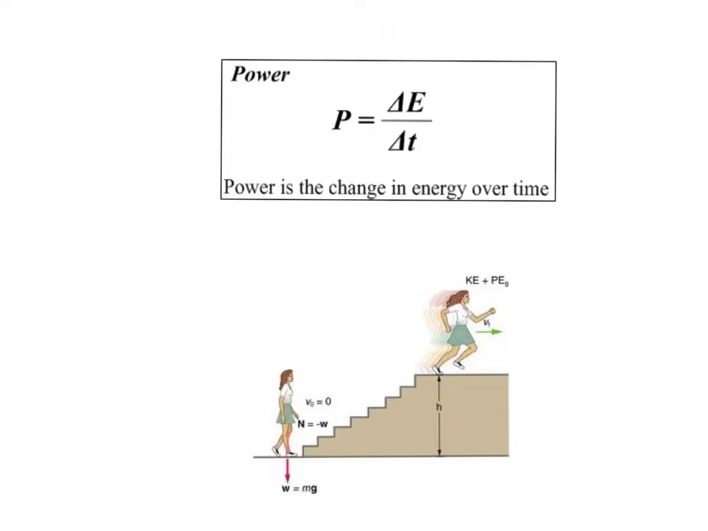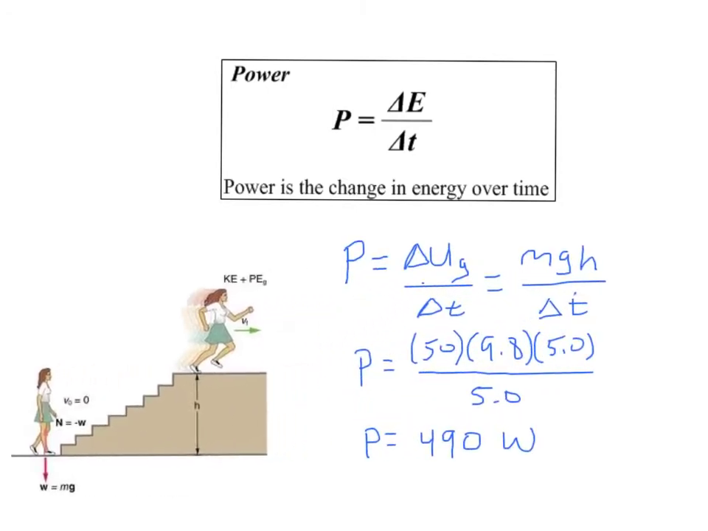For example, if it takes, say, 5 seconds for a 50-kilogram person to climb a 5-meter tall staircase, we can take that change in gravitational potential energy divided by the time interval to see that they generate 490 watts of power as they climb the stair. We know this power will be measured in watts because energy is measured in joules and time is measured in seconds, and the equation shows joules per second, which we call watts. So that's 2 ways that we look at power: the work over time, change in energy over time.